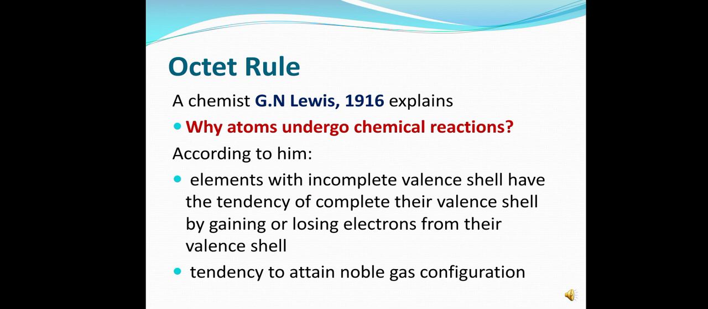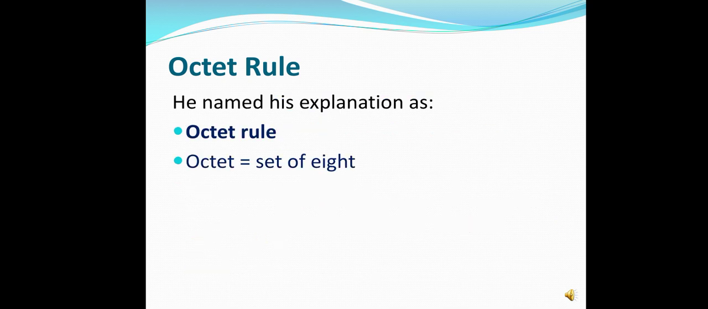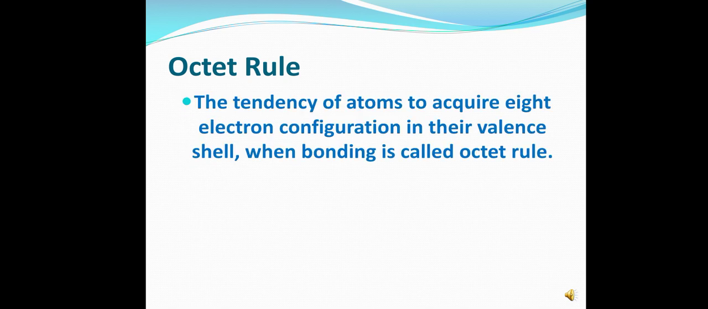The set of 8 means 8 electrons must be there in the valence shell. That is how he named this rule. Now if their valence shell is complete, they would not need any more electrons, and they would be stable, as they would attain the noble gas configuration. So we can define the octet rule as the tendency of atoms to acquire the 8 electron configuration.